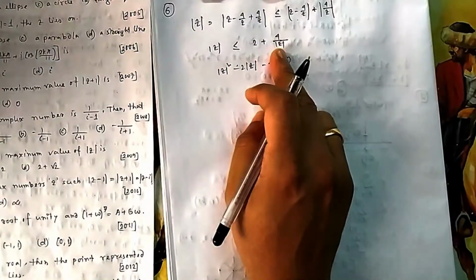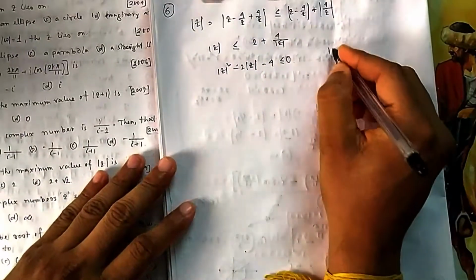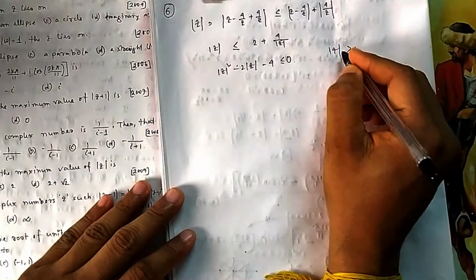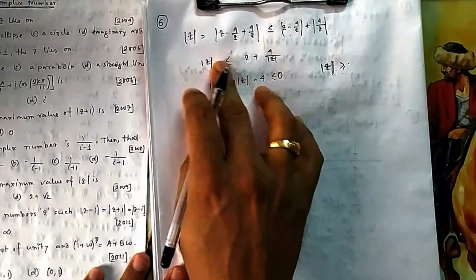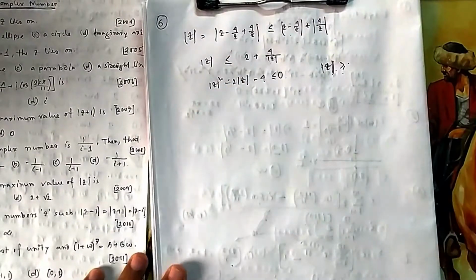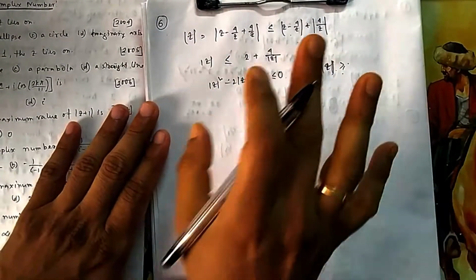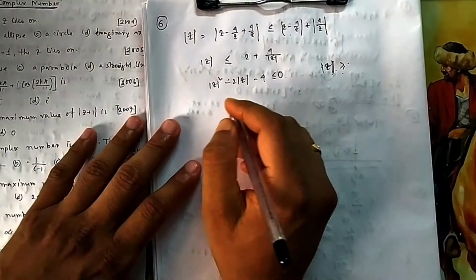You can multiply with mod z on both sides. Why? Because mod z is always positive. Mod is never negative, so you can multiply triangular inequalities by a positive number anytime. If you are sure that it is positive, only then can you multiply.